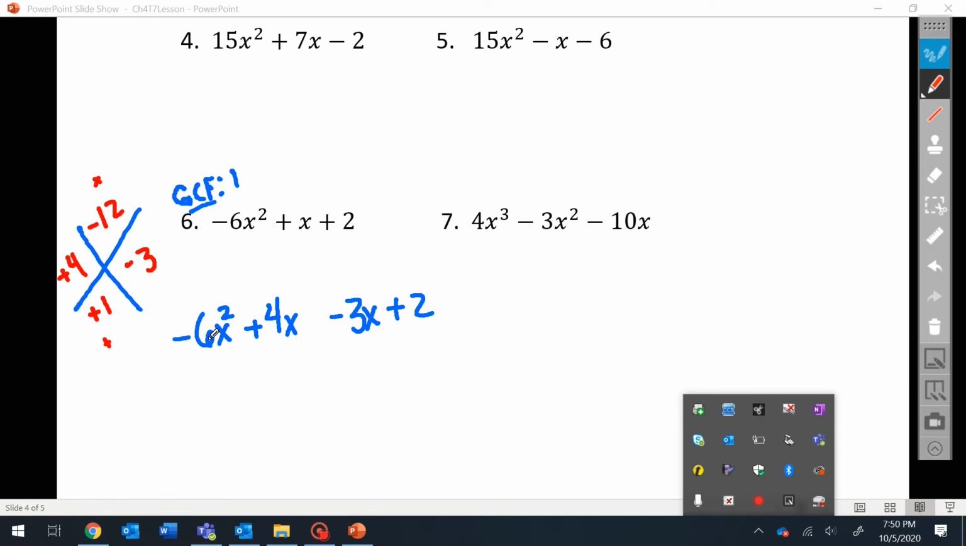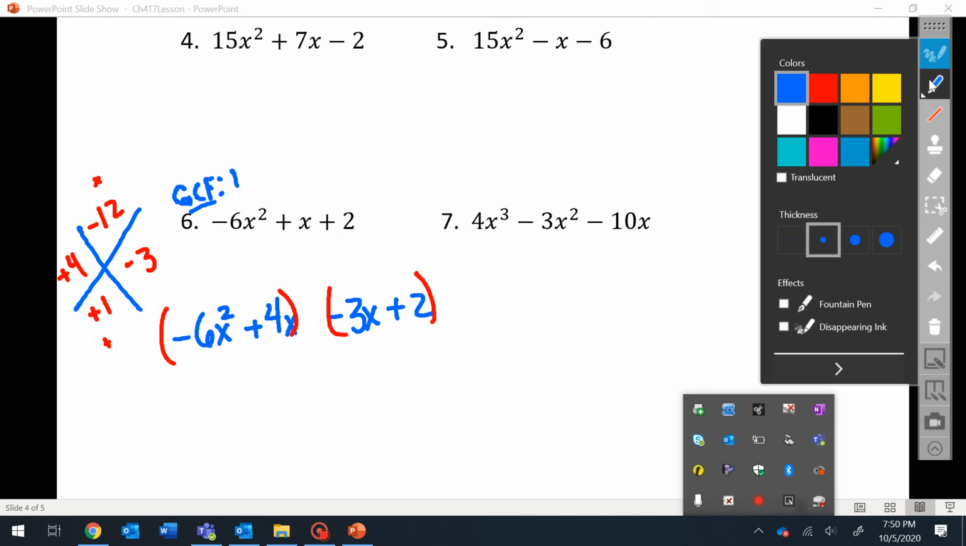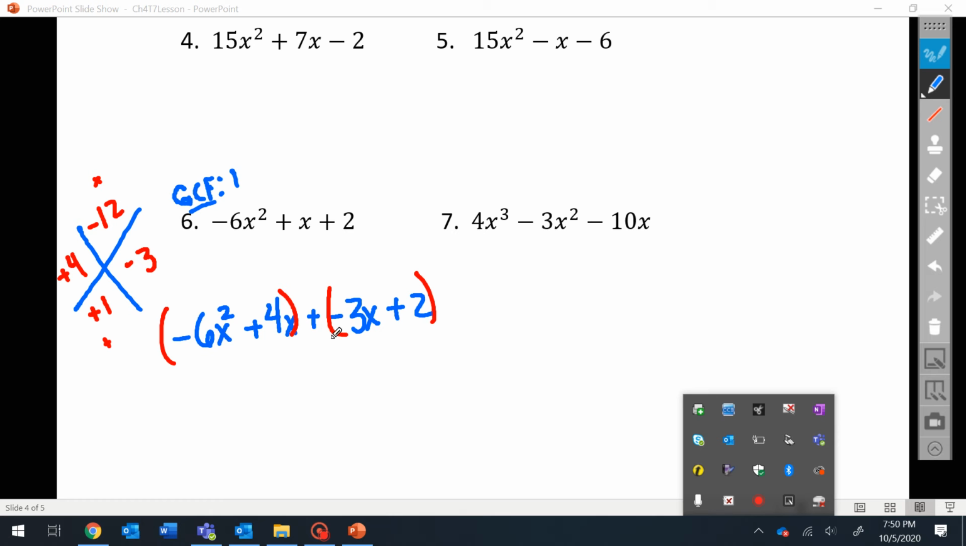Alright, so I'm going to group the first group, group the second group. I do want a plus sign in between these because they're not being multiplied, they're being added.